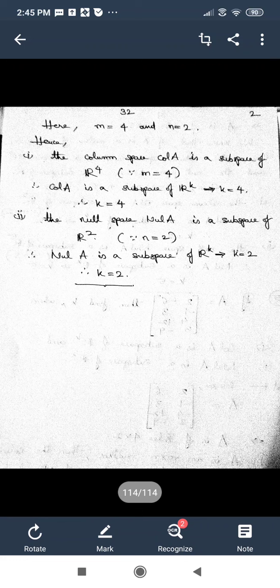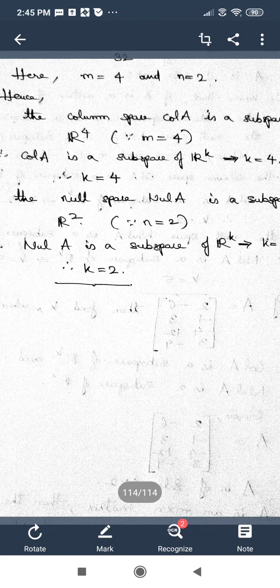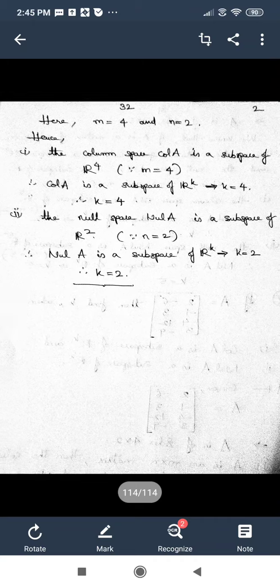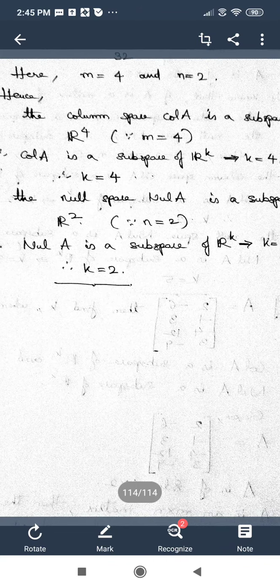Rn here is equal to R2 because the number of columns of the matrix A is 2. Remember that the null space of A, that is null A, is concerned with the number of columns in the given matrix A, and here the number of columns is 2, and hence null A is a subspace of R2, as here the value of n is 2.